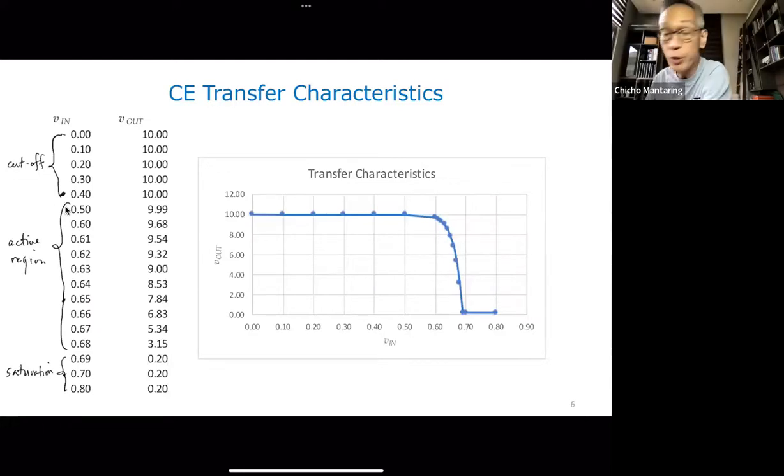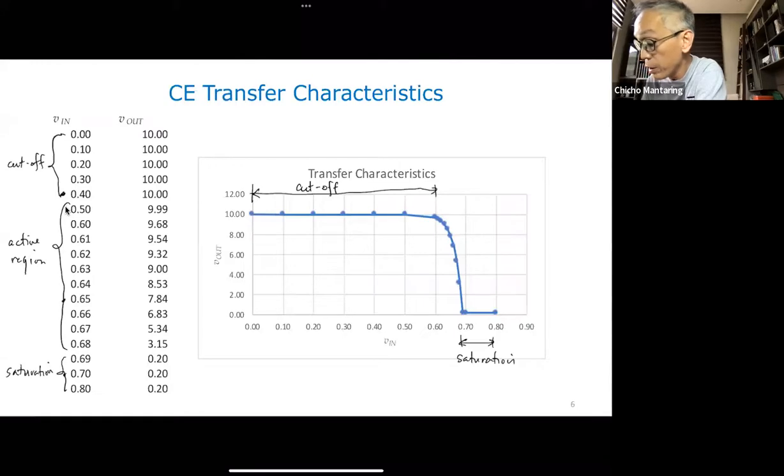Okay, and you can also see that here. From here to here, this is cutoff. And then from here to here, this is saturation. Your saturation voltage is about 0.2, and your cutoff voltage is about VCC. So you can see that in this area, from here to here, this is your active mode.